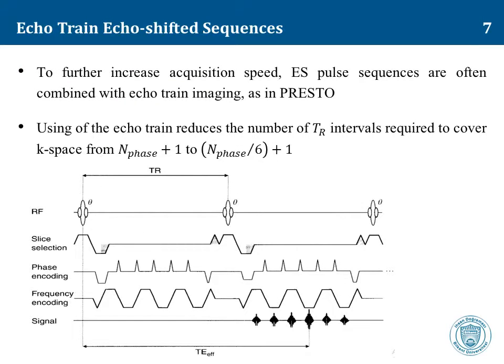To further increase acquisition speed, ES pulse sequences are often combined with echo train imaging as in PRESTO. This figure shows a representative pulse sequence diagram for PRESTO. As in the figure for strategy number 1, modified gradient lobes on the slice selection waveform delay the echo formation by 1 TR interval. The frequency encoding waveform now contains a train of EPI type readouts.